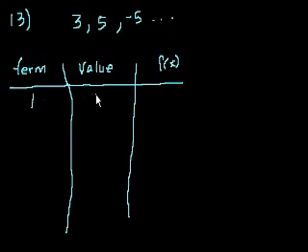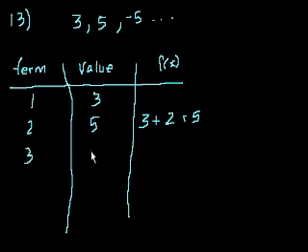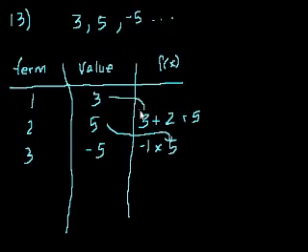term 1 has value 3, and that's just the starting one. Term 2 is 5. That's because we added 2, right? We added 2 to 3. And we could write 3 plus 2 is equal to 5. Term 3 is -5, and that's because -1 times this 5, let me draw these arrows, is equal to -5.